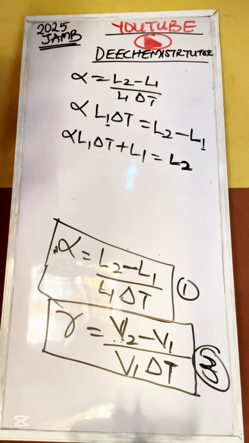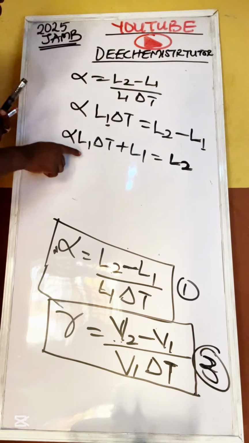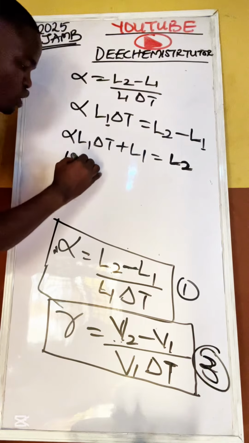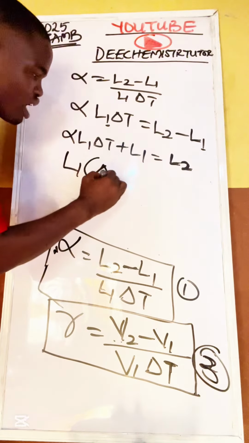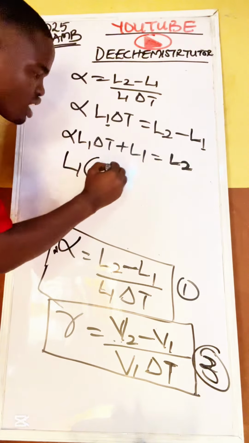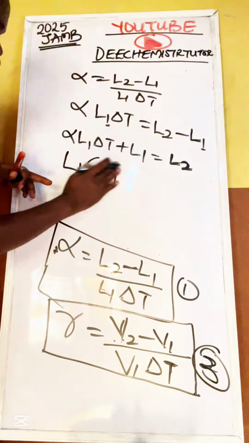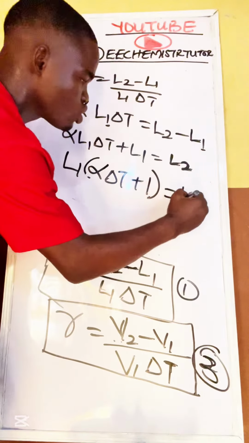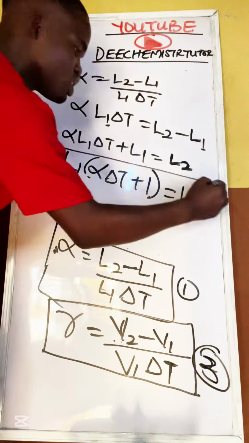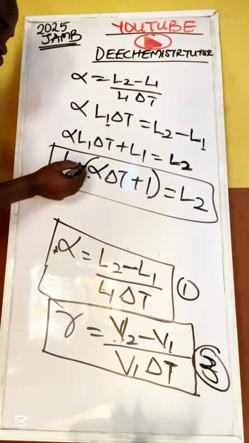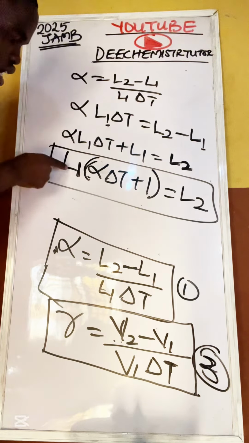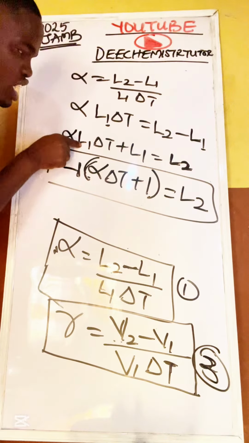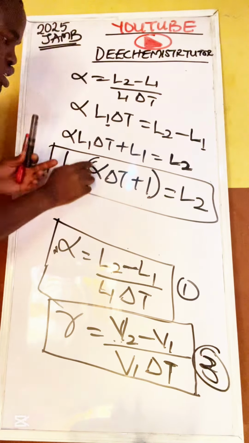Now, from here, you can see that L1 is common. Then L1 times alpha change in temperature plus 1 equals L2. So this is a relationship of L2 to L1. I just brought L1 outside, then alpha change in temperature, because L1 is also here. So L1 times this will give this.